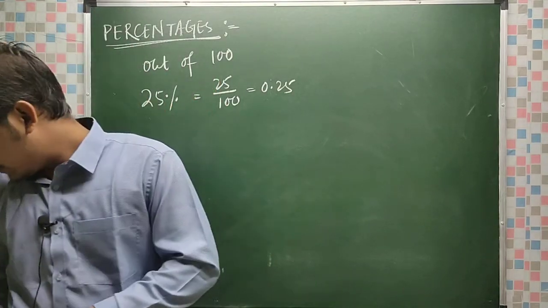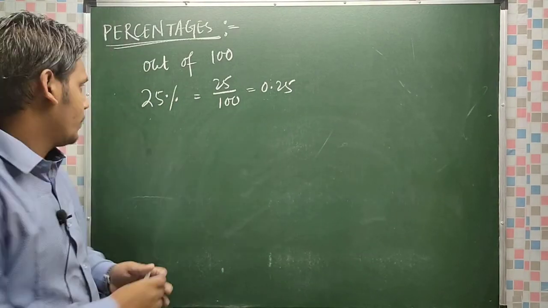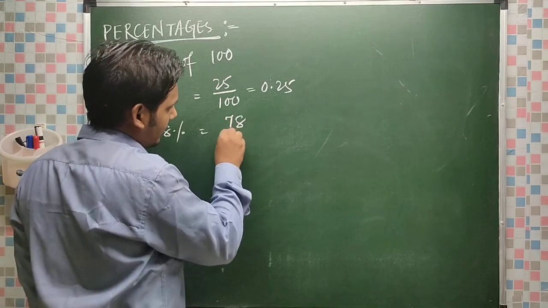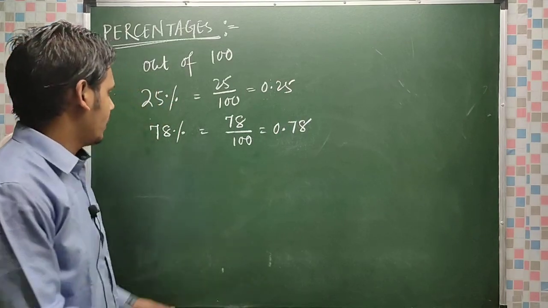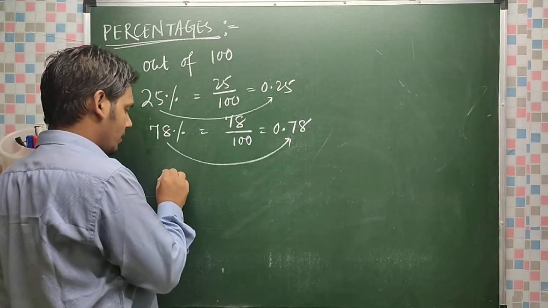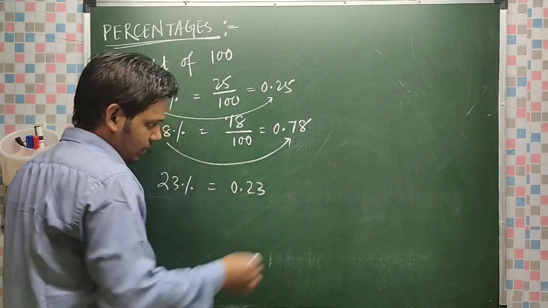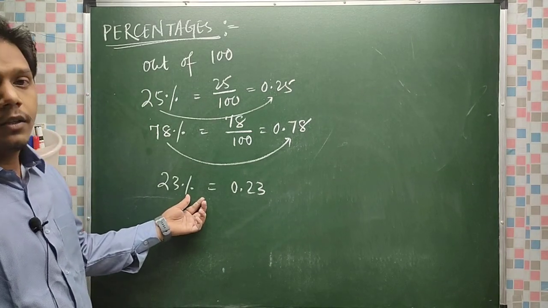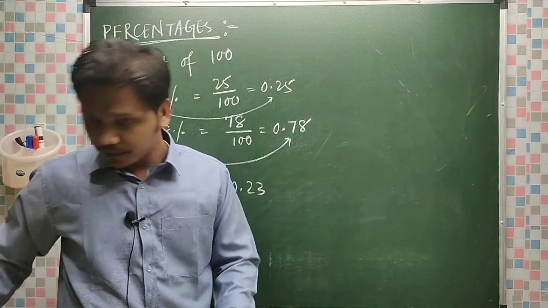We also discuss the shortcut trick which is used in percentage. So percentage means out of 100. Suppose 78%, you are going to write 78 by 100, that is 0.78. 25% is 0.25, and 23% is 0.23. Any number with a percent means that many out of 100.